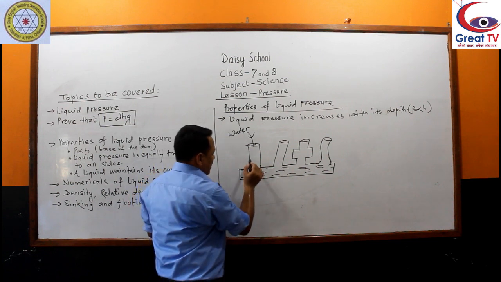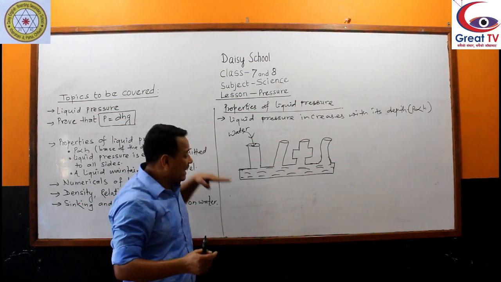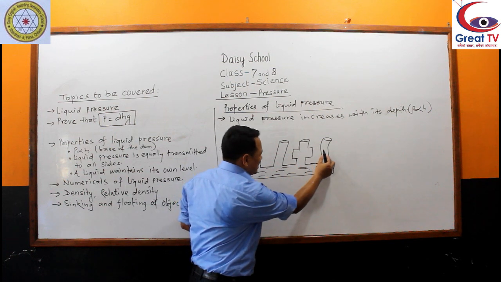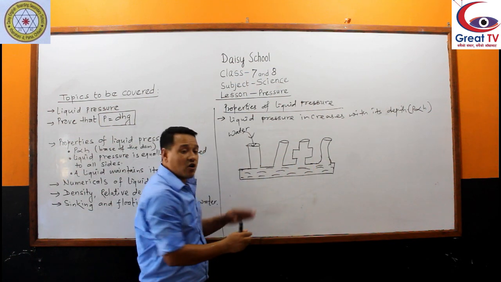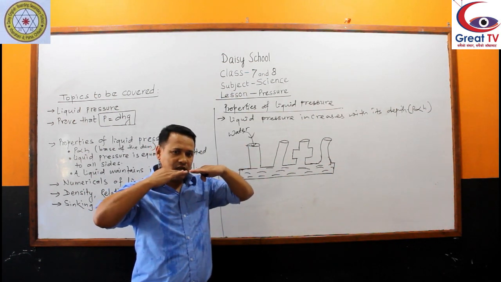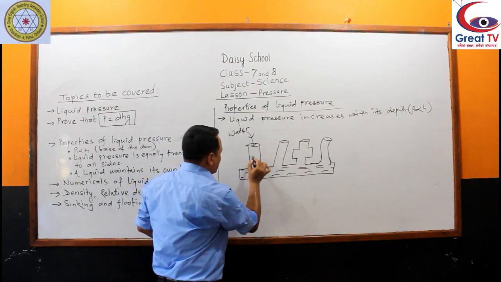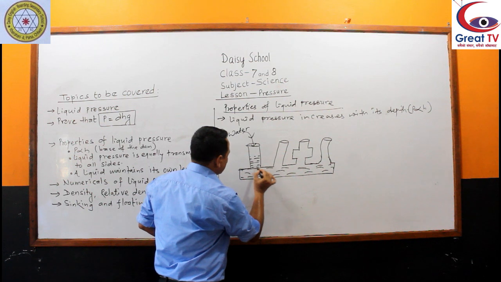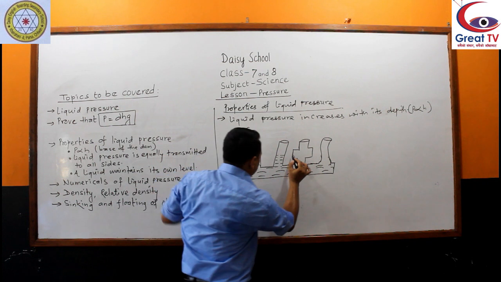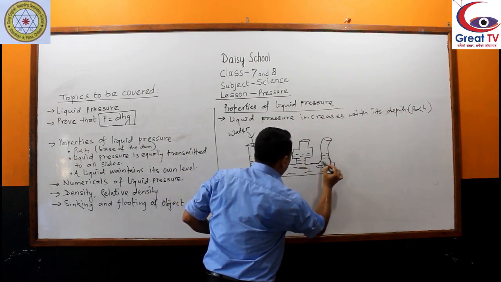But look at the shape and size of the tubes: they are different, but the level will be the same. Whether it is slanted or straight, the upper surface of the water cannot be zigzag. It is at equal height, equal level. So if we pour the water up to here, then here also we can find the water, here also, and here also up to this level.